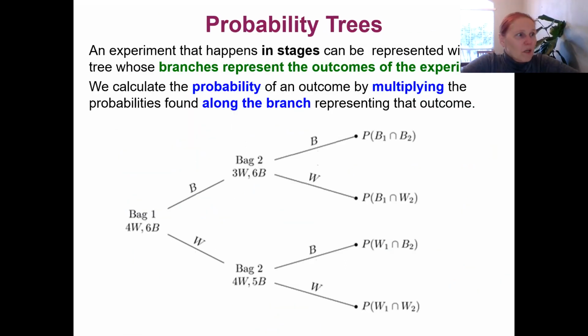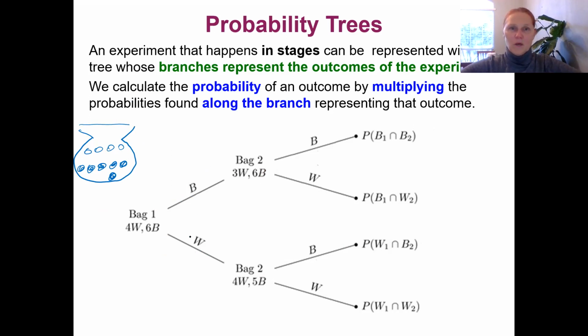Probability trees. We can represent an experiment that happens in stages using the branches of a probability tree. Consider an experiment with a bag of 10 balls, 4 white and 6 black, altogether 10 balls. On the first stage, we draw one ball.